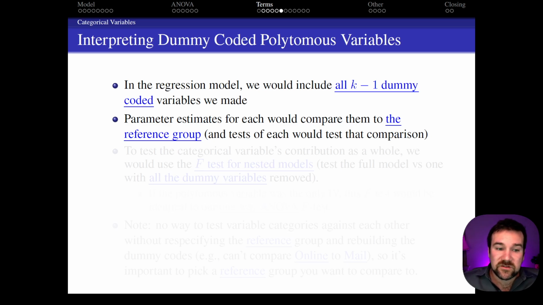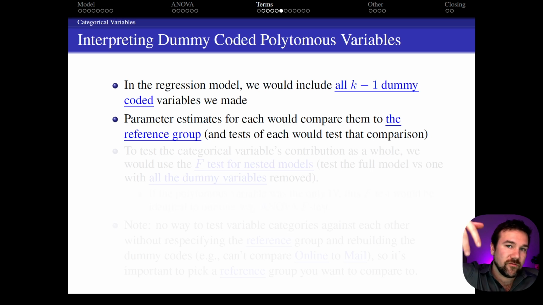So again, because all of these things are testing and comparing to the reference category, you do want to pick a reference category that you want to do a bunch of comparisons to. If you pick a reference category that you don't really care about, then all of your comparisons are not really going to be particularly useful. With that said, even if all of your comparisons are not particularly useful, it is worth mentioning that you can test the categorical variable as a whole.